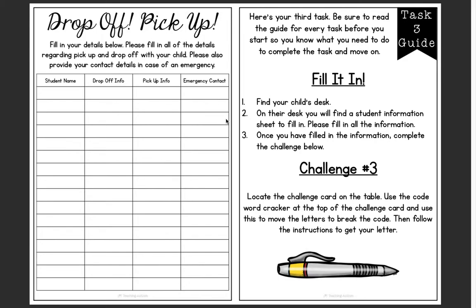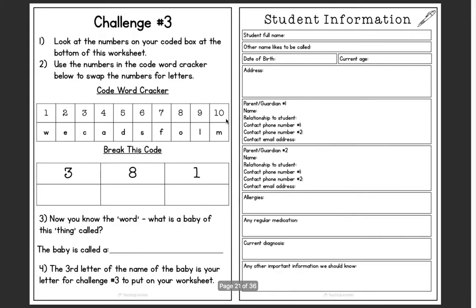So once they've found their desk, there's an information sheet for them to fill in. So here is the information sheet. So you have your student's full name, other names they like to be called. I know sometimes a lot of children prefer to be called by their middle name. There's lots of different things to take into account. There's also their date of birth, their current age, their address. Now here you've got parent guardian number 1 and number 2. I think it's always important to at least try and have 2 emergency contacts because sometimes you might not be able to get hold of contact number 1, so it's important to have contact number 2 there just in case.